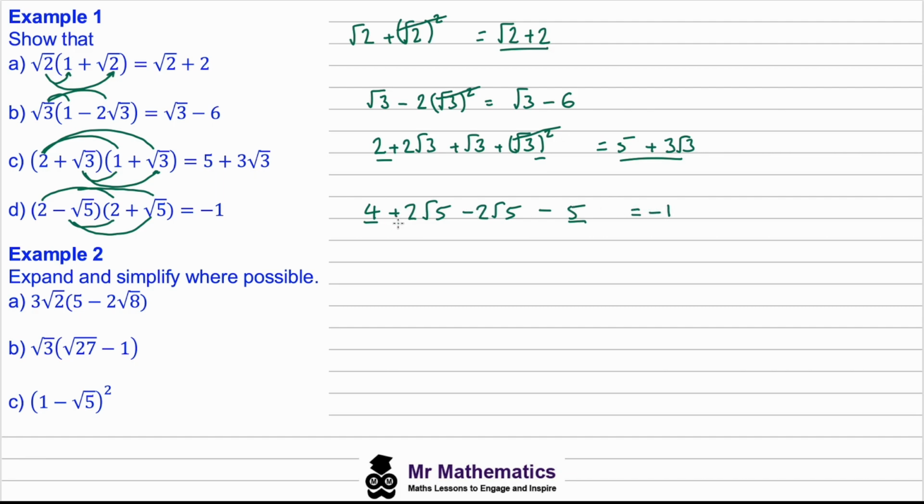So our integers, 4 take away 5, will give us negative 1. And then we've got plus the 2 root 5 minus 2 root 5. And these will cancel to make 0. So we're left with negative 1. Okay?